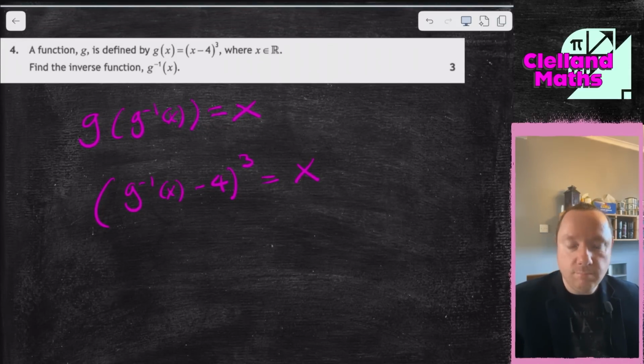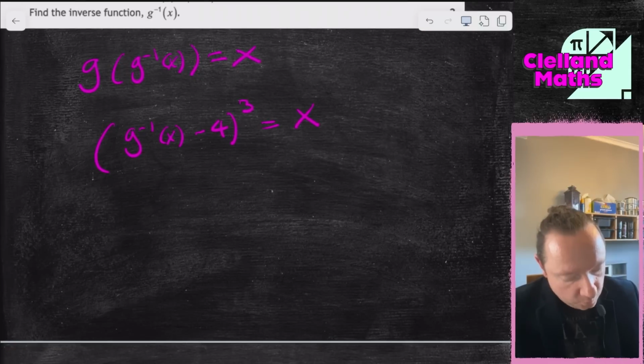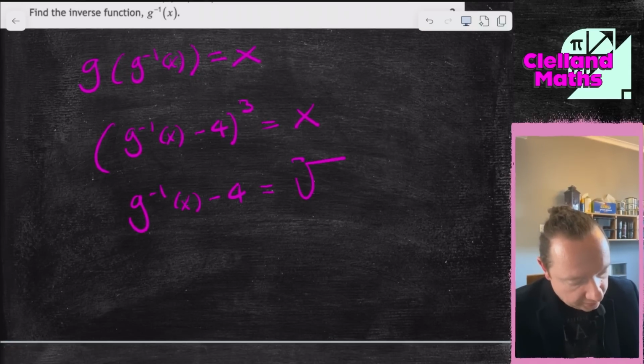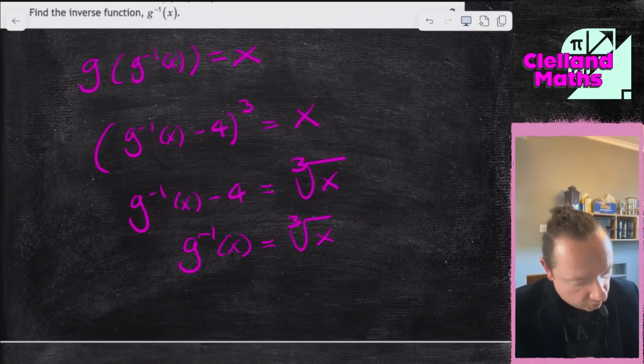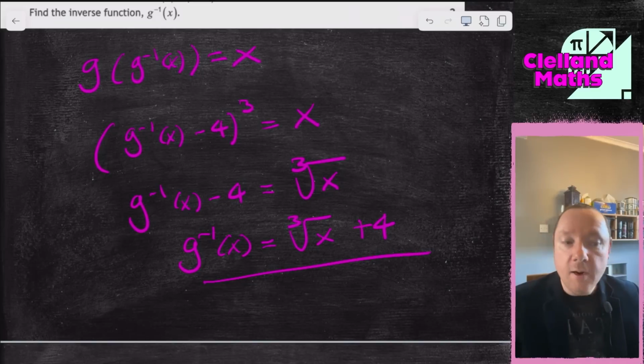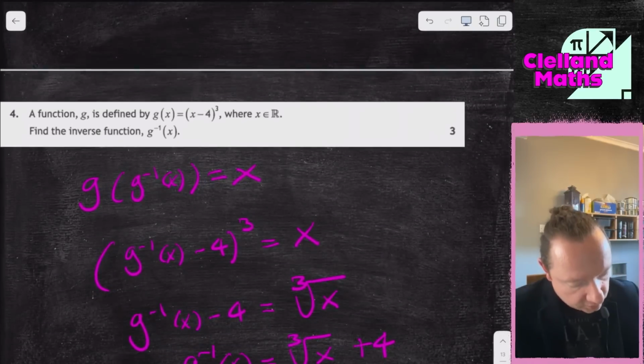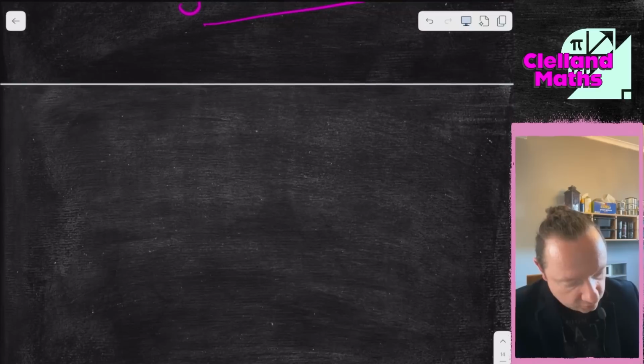So I need to get rid of that cubed, so I can say the inverse function of x minus 4 just equals the cube root of x, and then I've got it. The inverse function of x equals the cube root of x plus 4. And we're done there. Let me show you the alternative method. Let's start with our function again. g of x is (x minus 4) cubed.